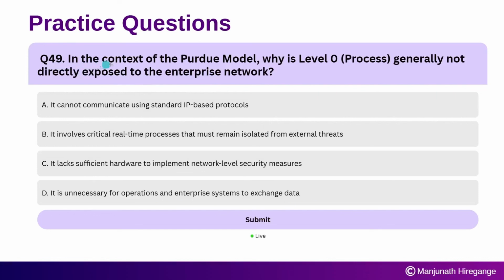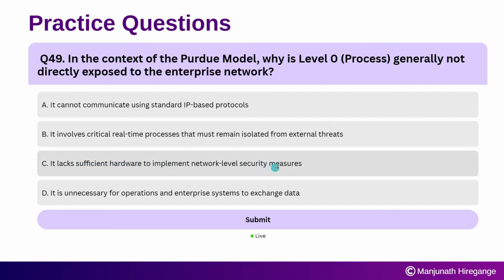Question number 49. In the context of the Purdue model, why is level 0 generally not directly exposed to the enterprise network? Level 0 means you have many sensors, input sensors, output sensors, actuators, pumps, motors. Basically, we are talking about the process, right? Option A, it cannot communicate using standard IP-based protocols. Option B, it involves critical real-time processes that must remain isolated from external threats.